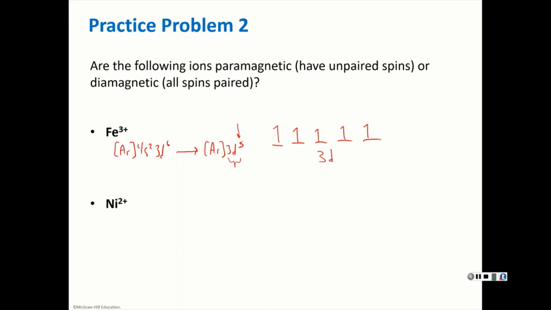Is this paramagnetic or diamagnetic? Well, it's paramagnetic. You have unpaired electrons, and you actually have 5 of them.